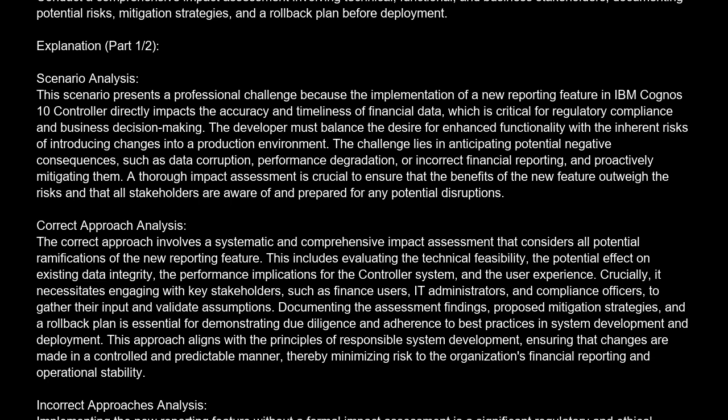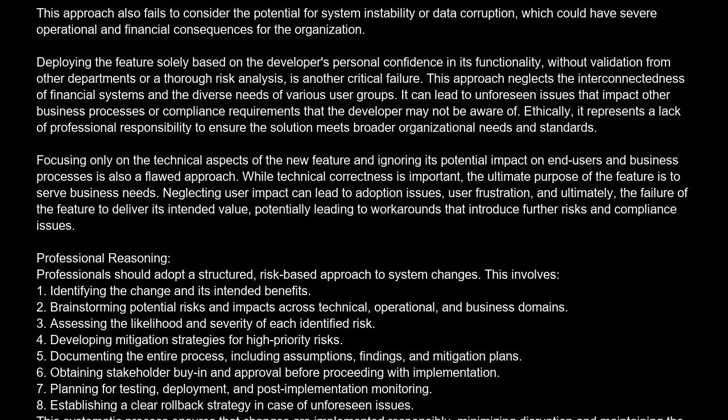Incorrect approaches analysis. Implementing the new reporting feature without a formal impact assessment is a significant regulatory and ethical failure. It demonstrates a disregard for potential risks, which could lead to inaccurate financial reporting, a direct violation of financial regulations that mandate accurate and reliable financial statements. This approach also fails to consider the potential for system instability or data corruption, which could have severe operational and financial consequences for the organization.